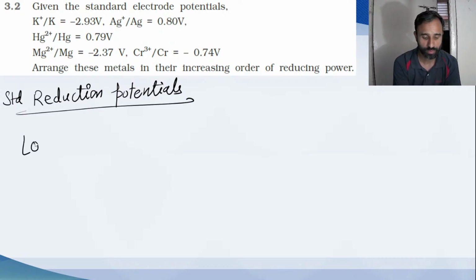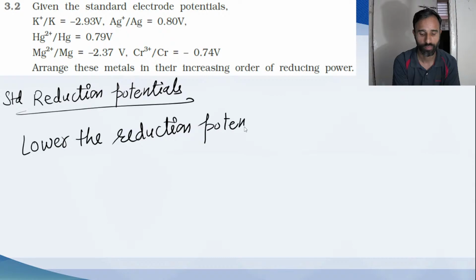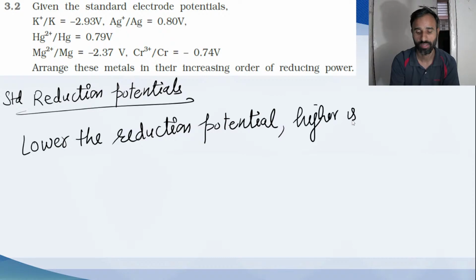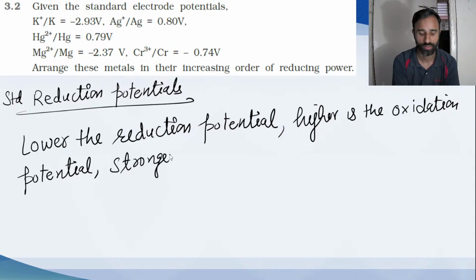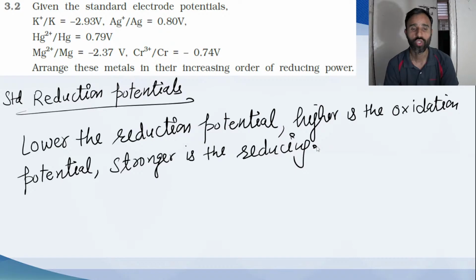See, lower the reduction potential, that means higher is the oxidation potential, stronger is the reducing agent. This is the case because reducing agents are ones which can oxidize easily.